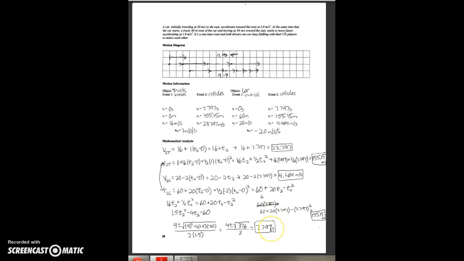And then once I found that, I just plugged that back into my equations for velocity. And I found for the truck, the velocity was 23.797 meters per second. And then I plugged it back into the equation for the car, and I found the velocity for the car to be 4.404 meters per second. And then I did the same thing with position, but you only need to do that with one of the position equations because they both travel the same distance.